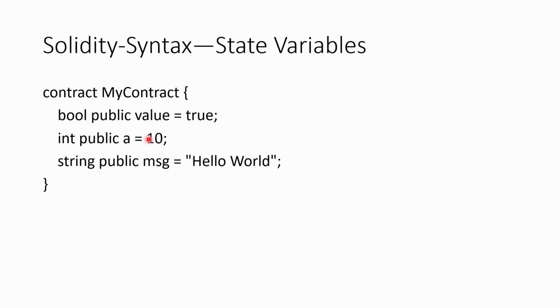Here this code means that there are three state variables defined: value, a, and message. Value is of type boolean, a is of type int, so it's actually int256. Then message is of type string. Note that apart from the data type specification, we also have to specify the access specifier for state variables. State variables can be public or private. We will go deep into that.